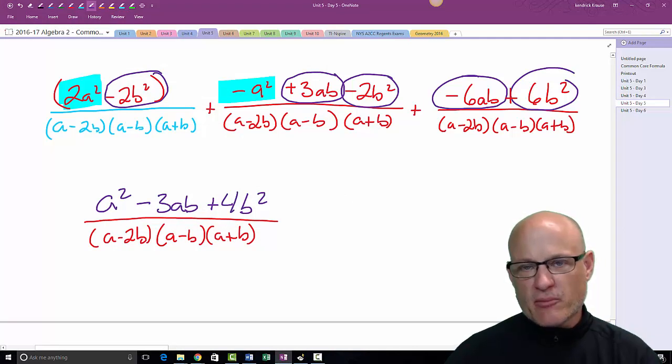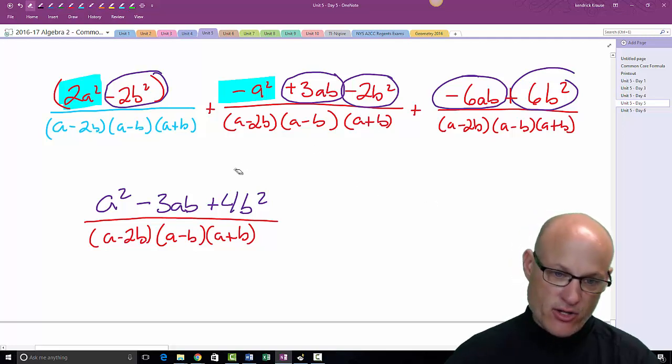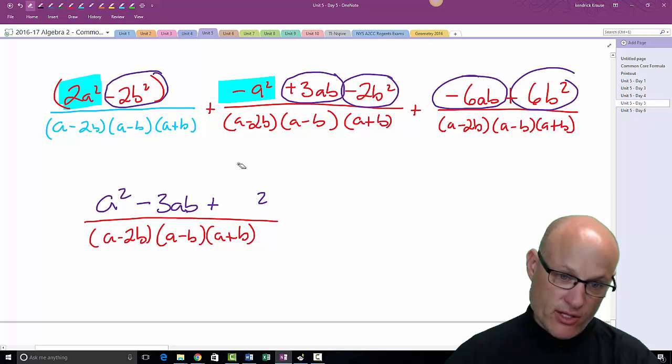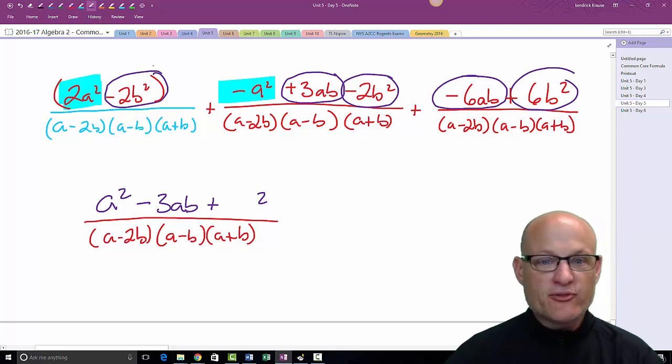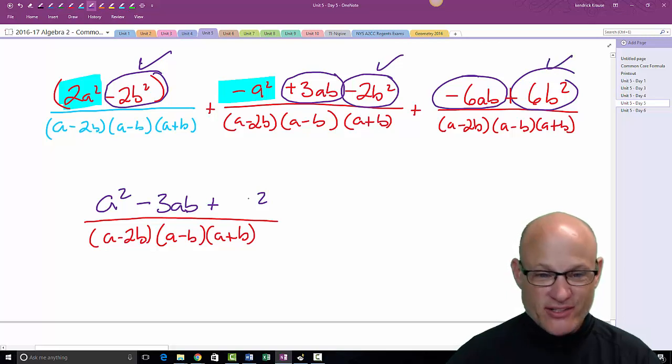Sorry, I was just looking down at my answers because I didn't want to make a mistake, and I realized I made a mistake. Did you see my mistake? Problems like this, you think, oh, I'm done, and then, oh, I made a dumb mistake. Negative 2 and negative 2 is negative 4, plus 6 is just positive 2b squared.